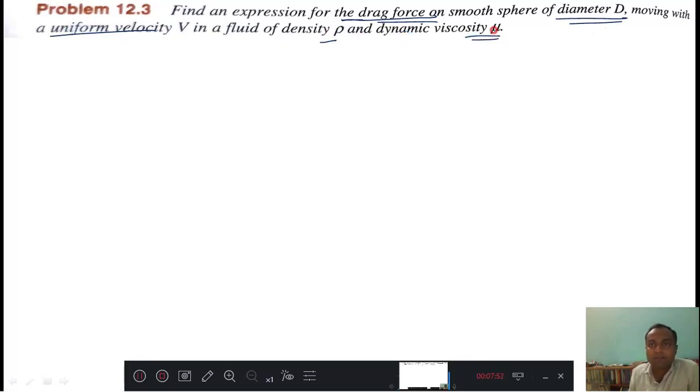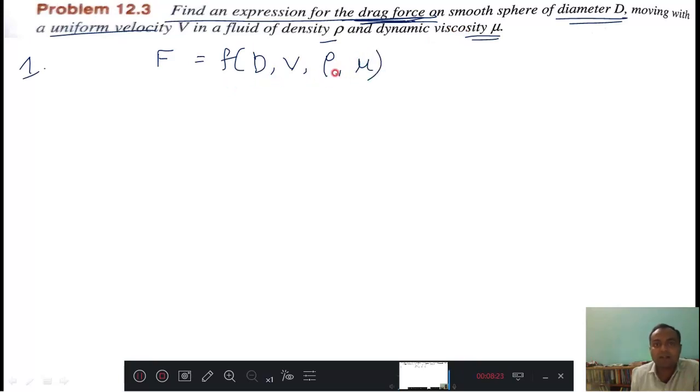Here something very interesting it is. Here you need to identify, they want to find the expression for drag force. They want an expression for drag force, which means in the first step I will identify drag force F as the LHS side, and the other things are diameter d, uniform velocity v, density rho and dynamic viscosity mu. I will consider them as independent variables, right? Then in step 2 I have to write all the dimensions.